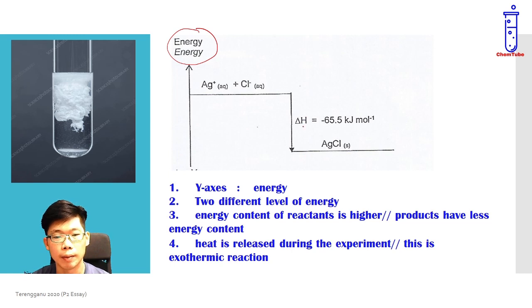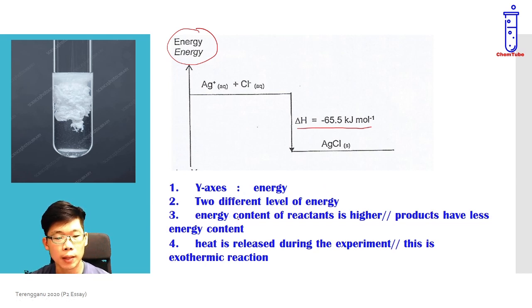Then remember to put in the delta H. The reactants are silver ions and chloride ions, and the product is silver chloride. That is 2 marks for the energy level diagram.